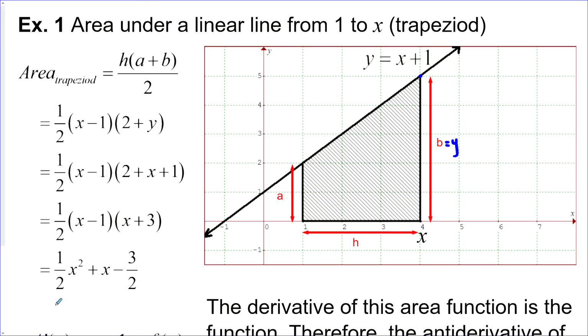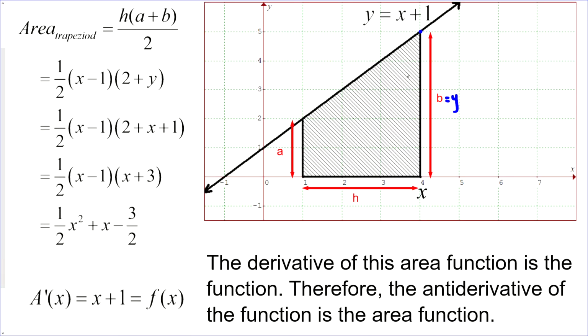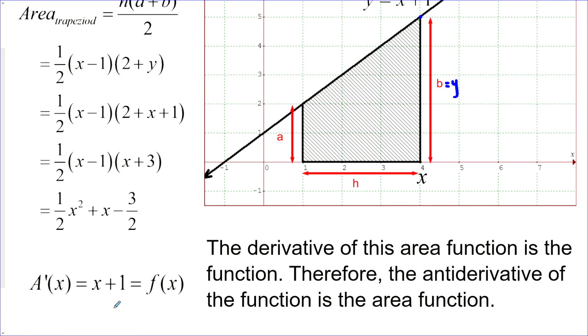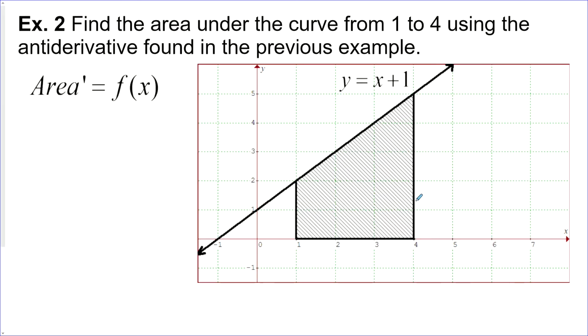Now, what's really crazy about this is that if we look at the original function here and we take its antiderivative, we get the area equation. Or working backwards, if we take the derivative of this area equation right here, we get the function. Let's see how this would work with some actual numbers.